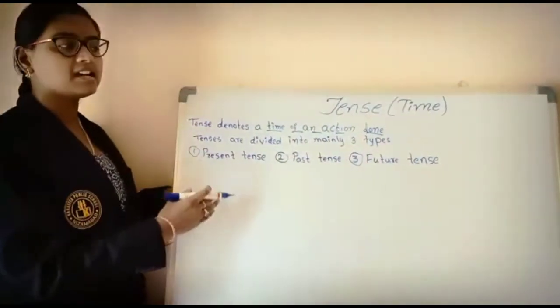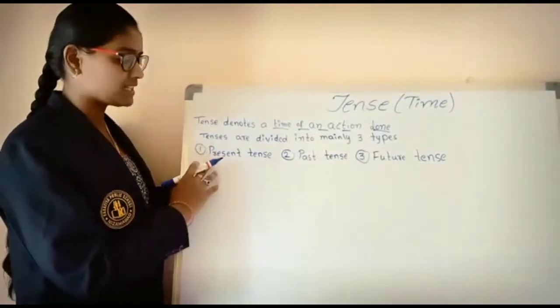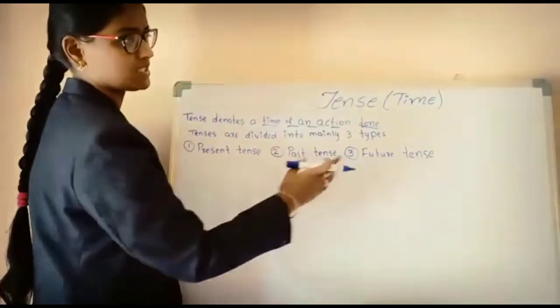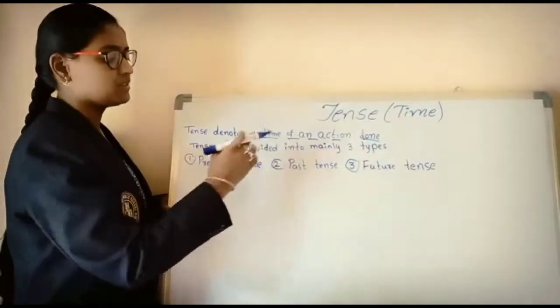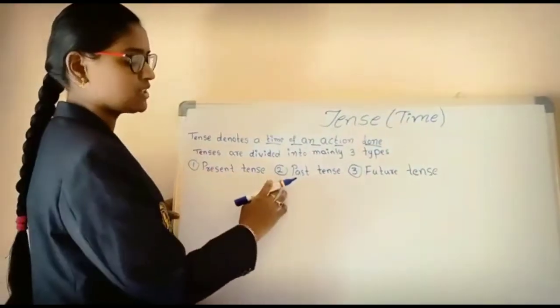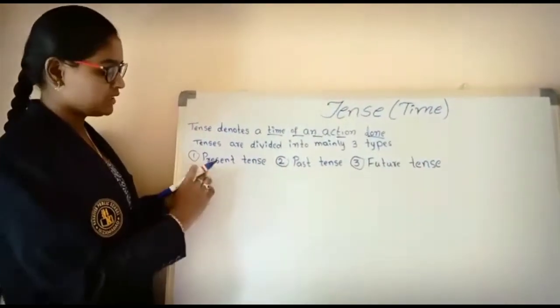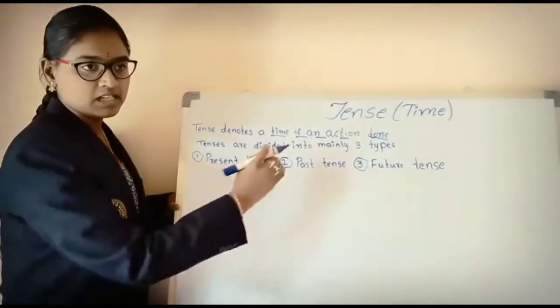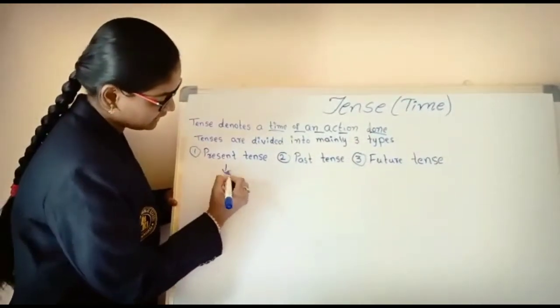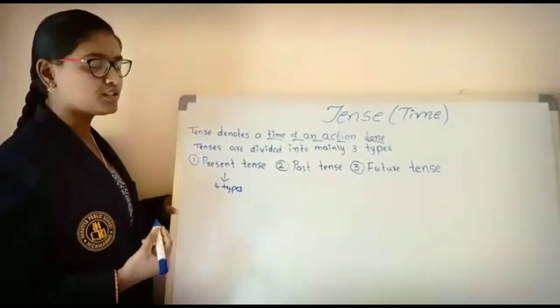Tenses are divided into three types: present tense, past tense, and future tense. First is present tense, second is past, and third is future. Today I am going to explain only present tense, which is mainly divided into four subtenses.